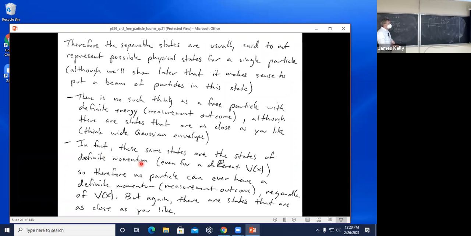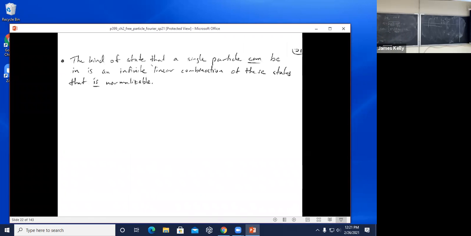This is saying the same thing for momentum. What goes for energy, in this case for the free particle, is that there are states of definite energy for the infinite square well. Presumably we can produce one. There's nothing wrong with it, right? Perfectly finite area under psi star psi, but that's not true for the free particle. And similarly, the momentum operator isn't sensitive to the potential energy. So that's saying regardless of your potential energy, there are never states with definite momentum, although we can get as close as we like to a state of definite momentum.